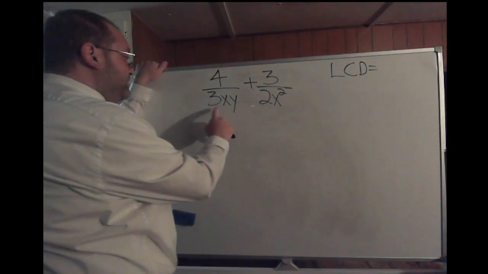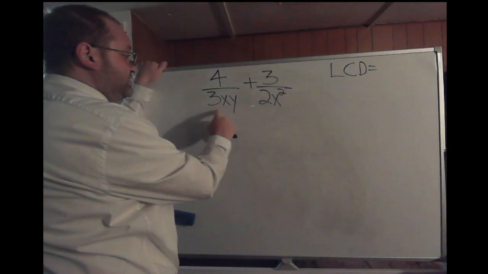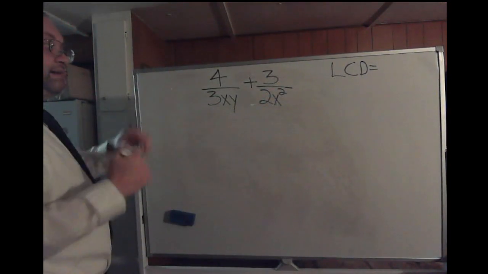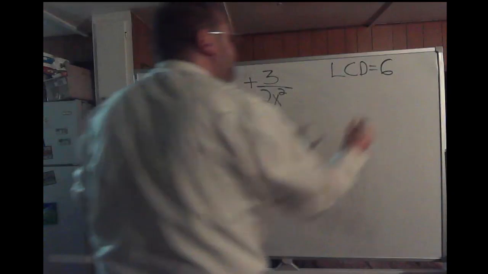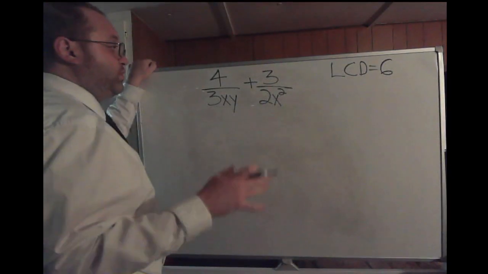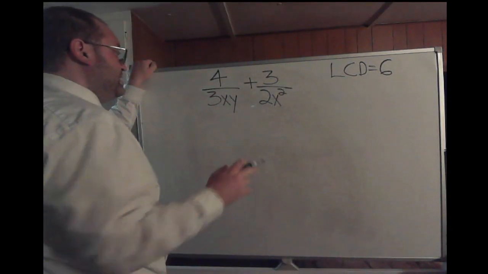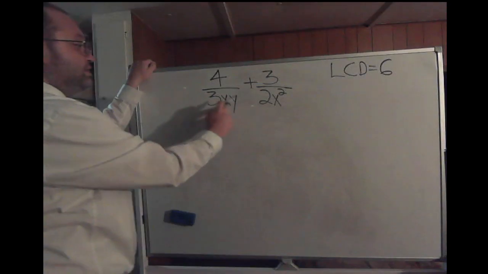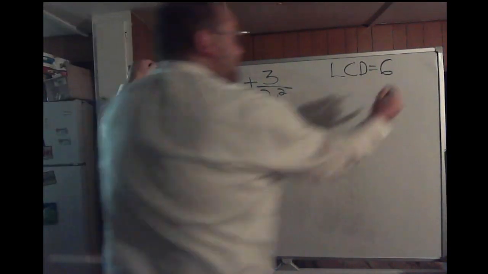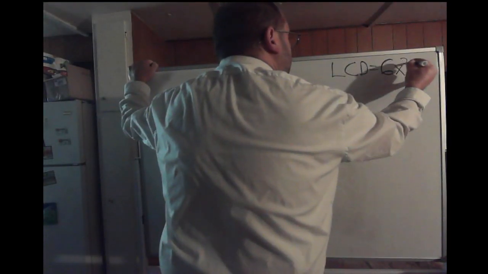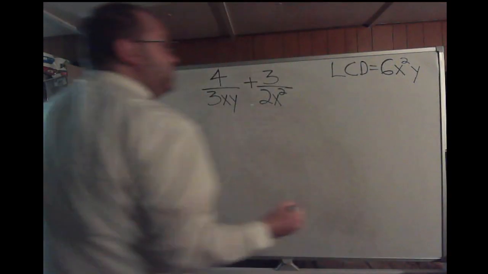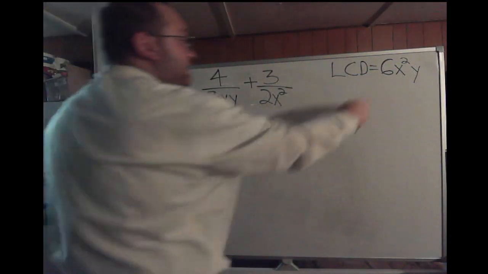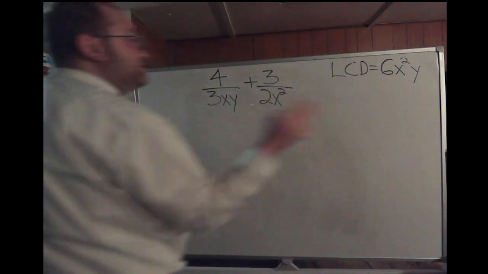The least common denominator, let's see. Let's start with the coefficients, 3 and 2. The least common denominator you can get from that would be 6, right? 6 would be for your coefficient. Now between x and x squared, the least common denominator would be x squared. And then you just have a y, you got to include the y. So the least common denominator for this is going to be 6x squared y.